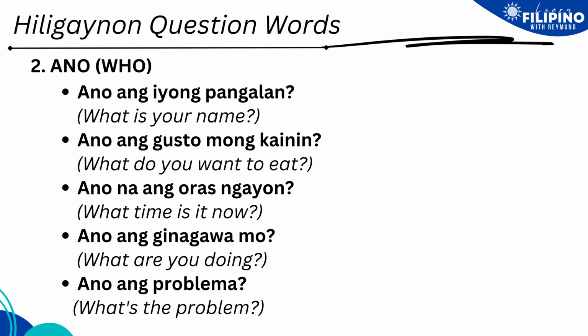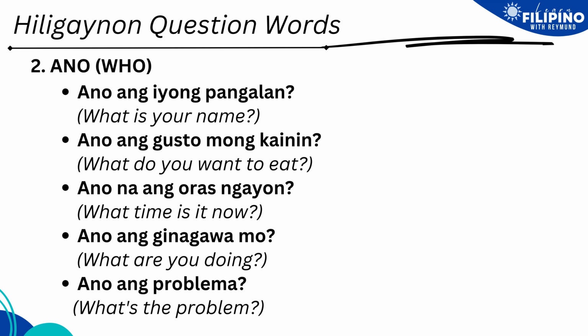Another one is the Filipino question word ano, which translates to what in English. Ano ang iyong pangalan? What's your name? When we say pangalan, that's name. Ano ang iyong pangalan? Ano ang gusto mong kainin? What do you want to eat? Gusto is want, and kainin is to eat. Ano ang gusto mong kainin?